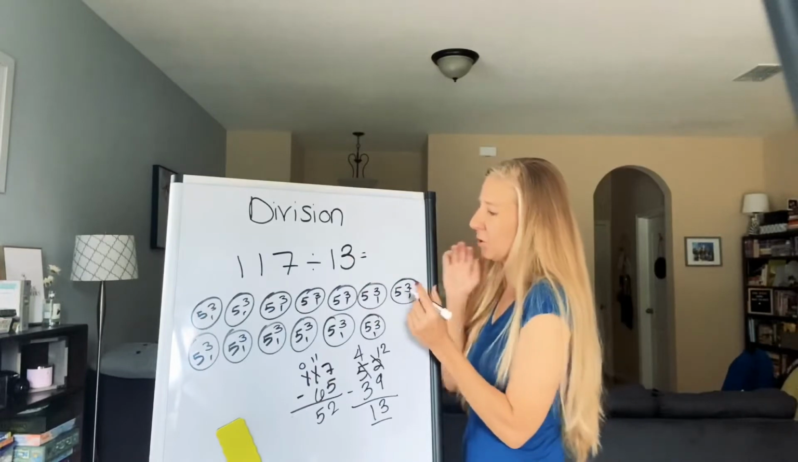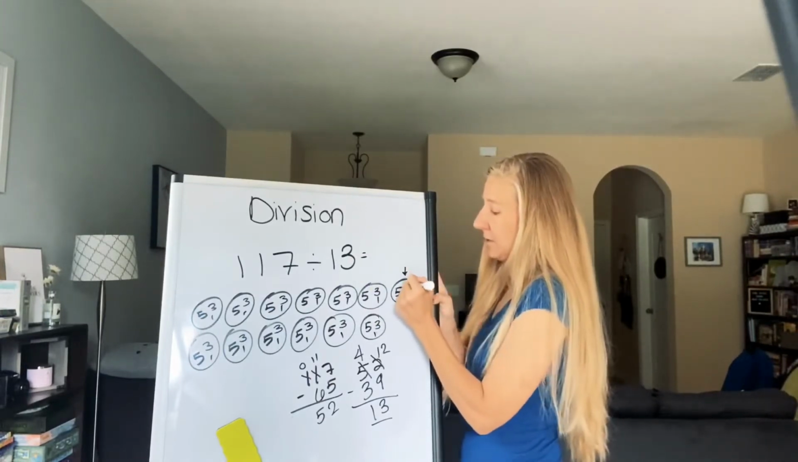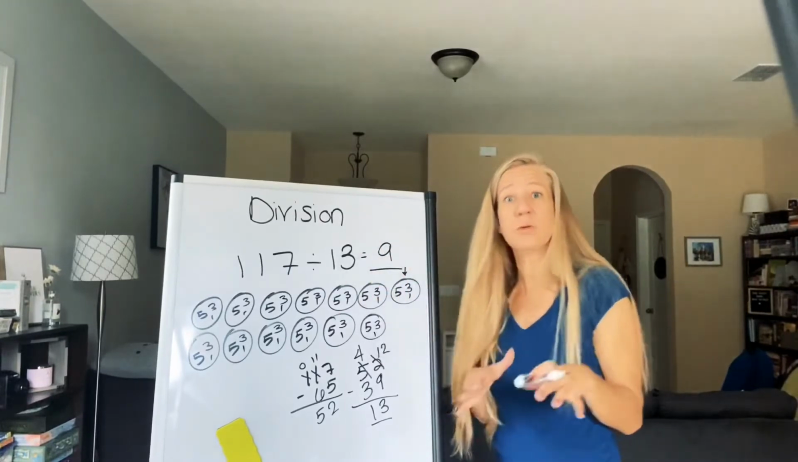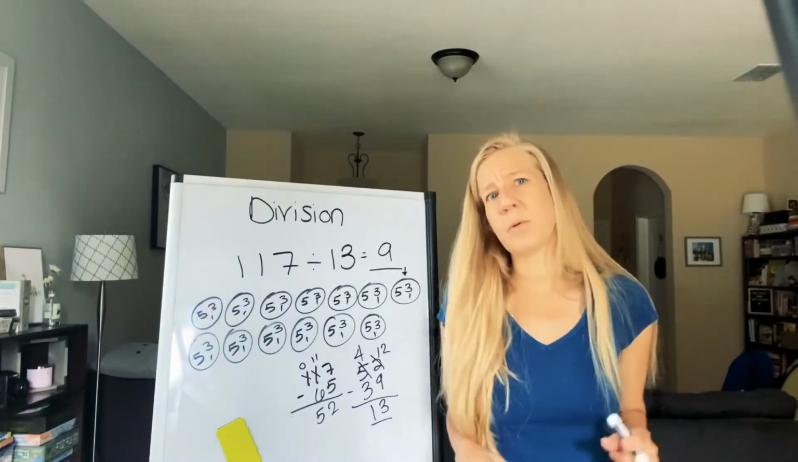So now my answer is how many is in each group. So that would be 5, 6, 7, 8, 9. So I have 13 groups of 9 to add up to 117. Let's do a couple practice problems.